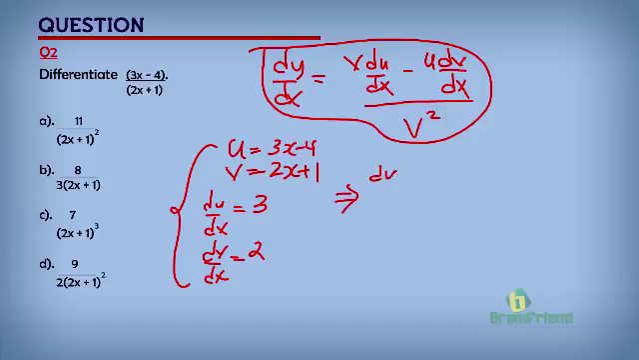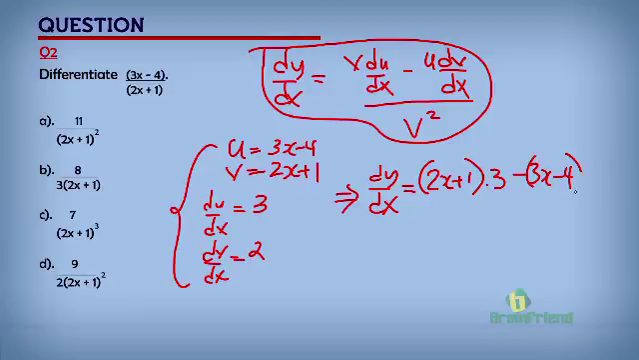dy dx is v, 2x plus 1, multiplied by du dx. Our du dx is 3, multiplied by 3, minus u. Our u is what? 3x minus 4. And our dv dx is what? 2. So all of this multiplied by 2, all over v squared. Our v here is what? 2x plus 1 all squared.